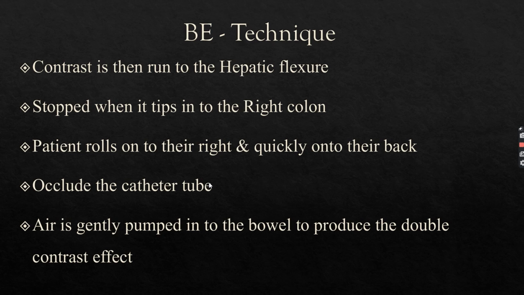The patient rolls onto their right and quickly onto their back. Then occlude the catheter tube. Now for double contrast, air is gently pumped into the bowel to produce the double contrast effect. Right? This is the common technique for single contrast up to this level, and including these last two lines becomes double contrast.